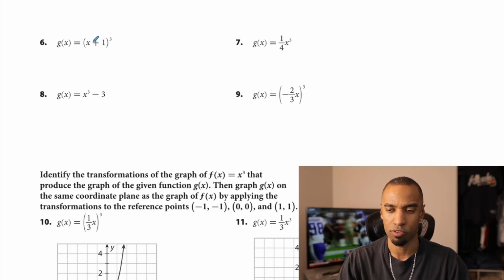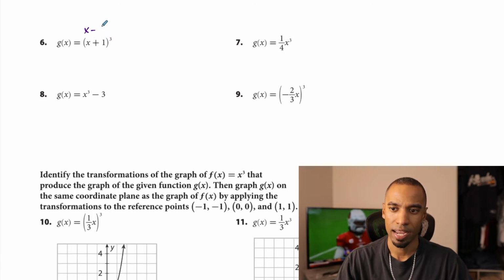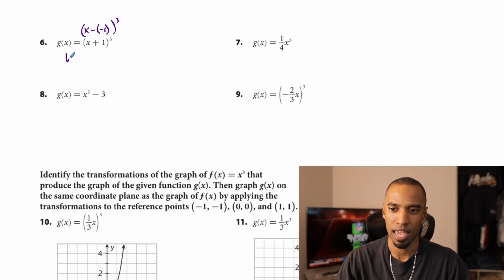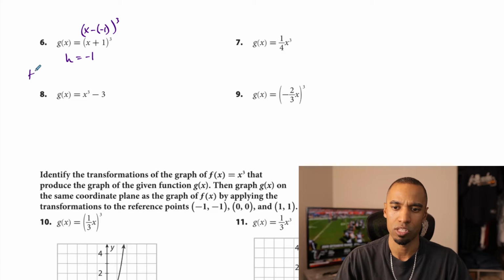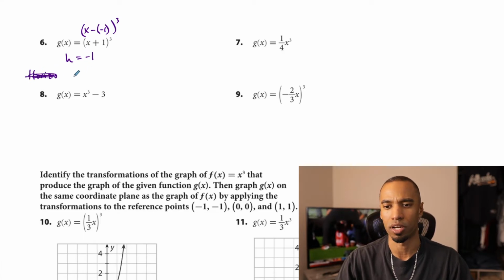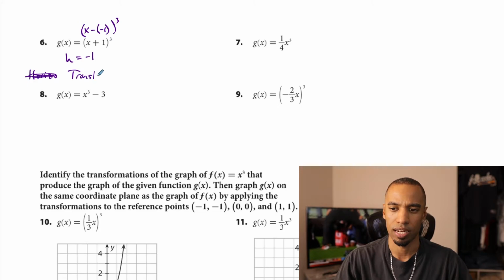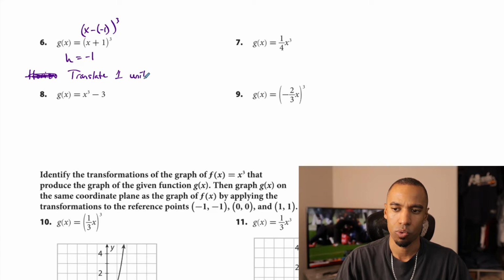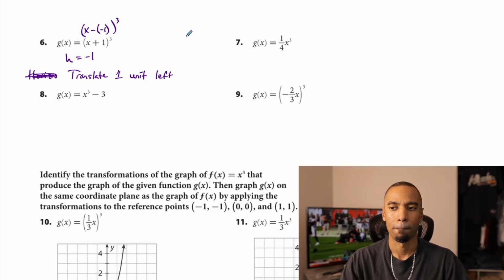So this is an H value. What do we have to subtract to get a +1? Looks like you got to subtract a -1. That means H is -1, which means horizontally translate. You know, I don't even have to say horizontally. It means translate. I don't think I did before. 1 unit. Once I say left, you know that's horizontal, right? 1 unit left, like that.